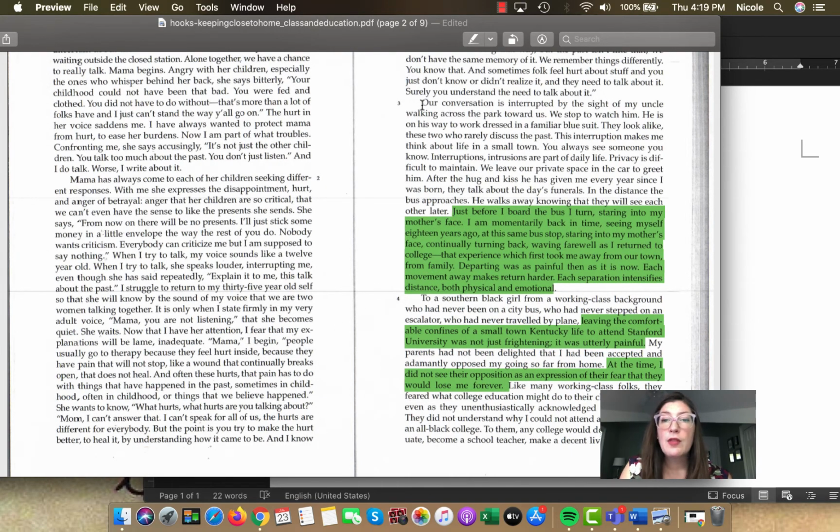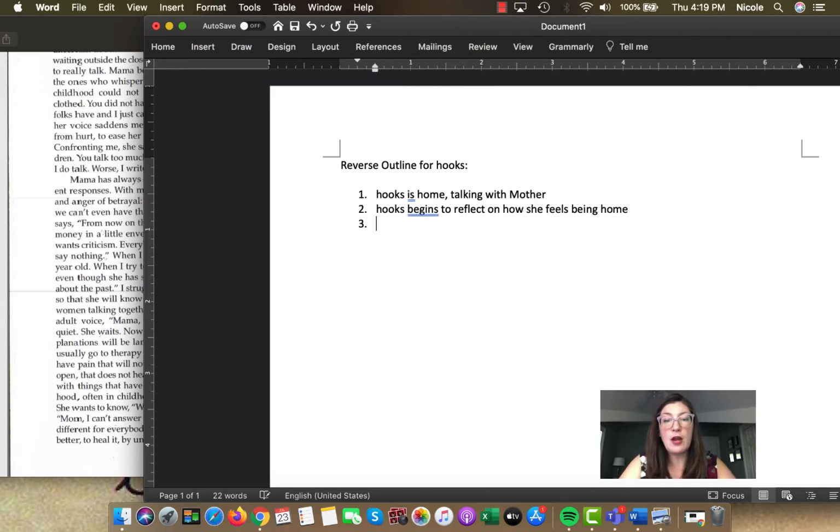Now, the third paragraph is where things start to really get interesting because she starts to talk about reflecting back. She is having a flashback to a moment in time. So in the third paragraph, Hooks and Mom see Uncle. Hooks recalls leaving for college.